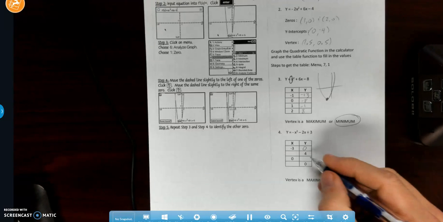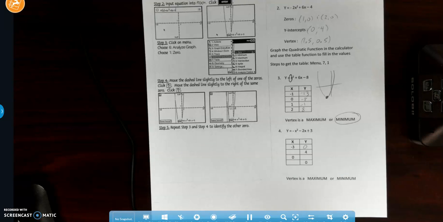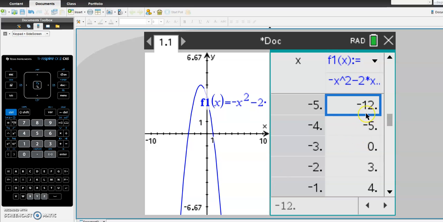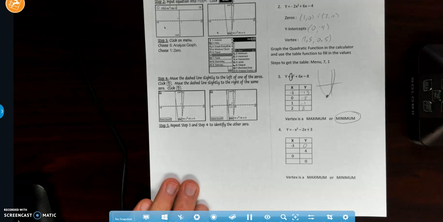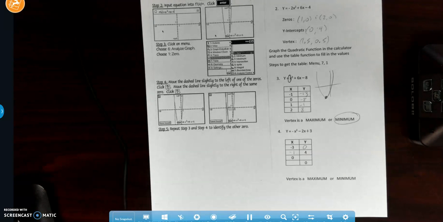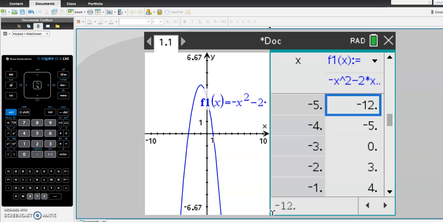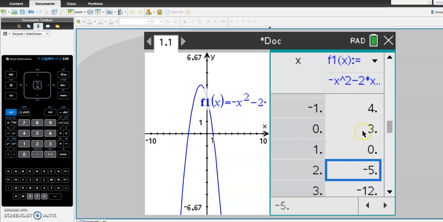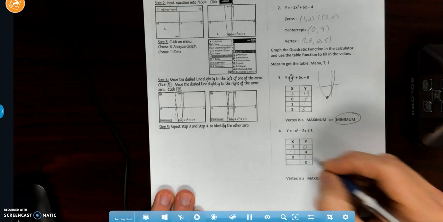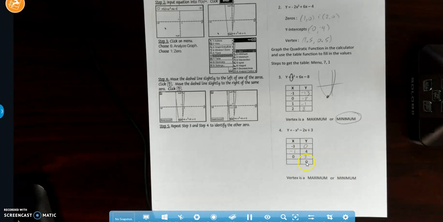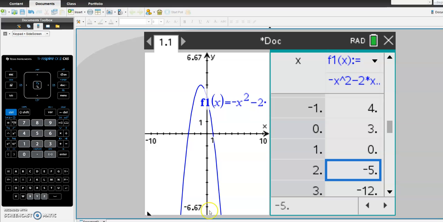All right, now it wants the y value of 4. So I want to know the corresponding x value. So let's go to our table. Y value has a 4, so the corresponding x value is negative 1. So fill that in on your table. X value is 0, so where x is 0, y is 3. Fill that in on your table. And then where is y value 0? I want to find the corresponding x value, 1.